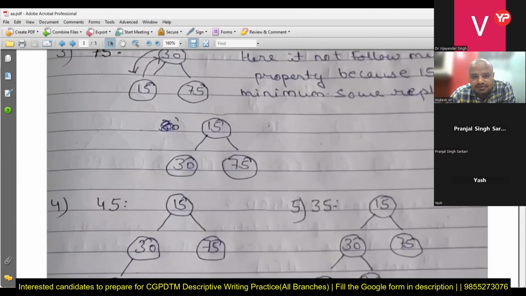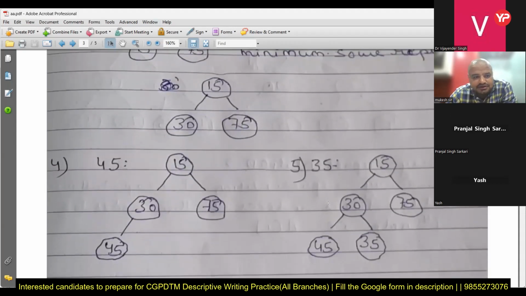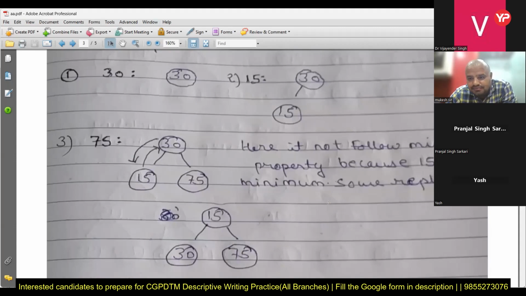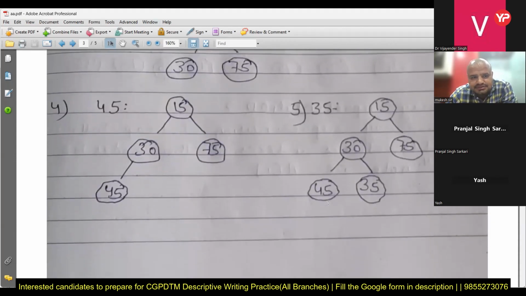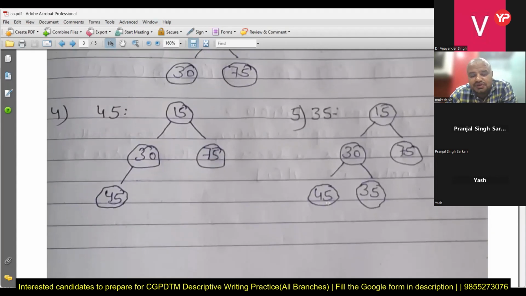Okay, a lot of improvement is required. Fine, okay sir. Again, the same thing. You are writing just 45. No, you have to mention insert element 45 or insert value 45 in the given tree.